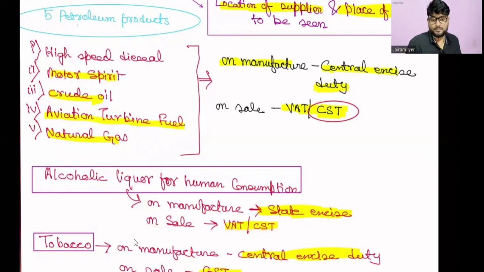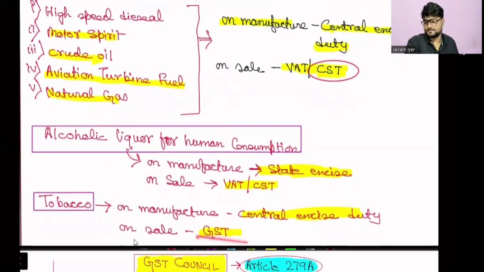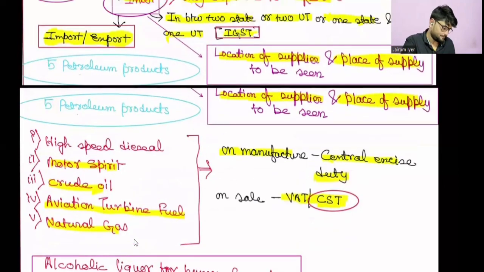But remember, tobacco is the only product under GST. But to make it more costlier so that people will avoid it more, what they have done is on manufacture central excise, but on sale GST is there. So this is only one product. Now you can see why they are trying to increase these prices as much as they can, so that their consumption is reduced. But actually nothing like that is happening. So on tobacco, manufacture central excise, but on sale, GST is there. Alcoholic liquor, manufacture state excise, on sale, VAT and CST. 5 petrol products, the same.